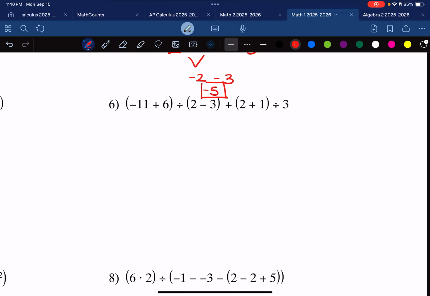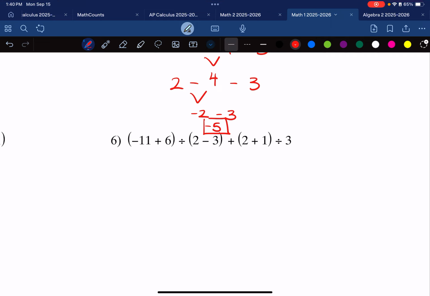Moving on to number 6. Notice I'm going to start with everything inside the parentheses. 11 and 6, they're opposite signs. One's a minus, one's a plus. Therefore, you subtract them. 11 minus 6 is 5. And then you take the sign of the larger, making this a negative. 2 minus 3 is a negative 1.